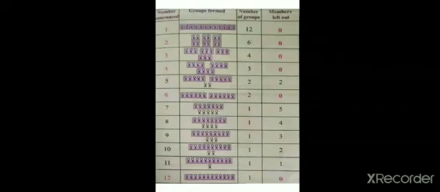In the first group we have 12 groups, in the second group we have 6 groups, in the third group we have 4 groups, in the fourth group we have 3 groups, and in the fifth group we have 2 groups and 2 are left out. In the sixth group we have 2 groups, and in the seventh group we have 1 group and 5 are left out. In the eighth group we have 1 group and 4 are left out.